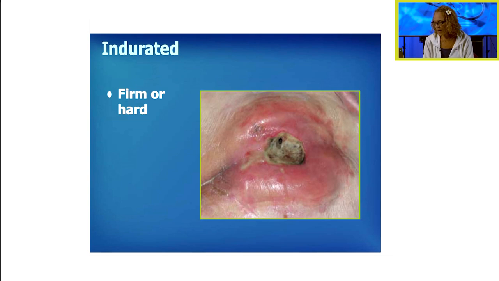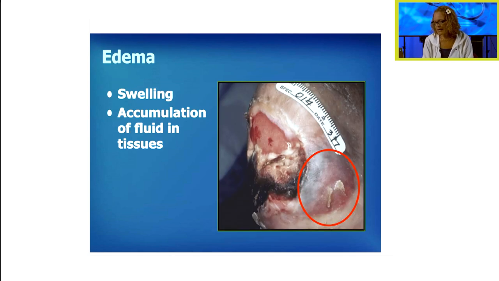Here we see induration. In this case, this is kind of firm or hard when you would palpate this area. And these are all signs that our wound is not healing properly. Edema or swelling is another thing that we might see. This is due to accumulation of fluid in the tissues surrounding the wound.